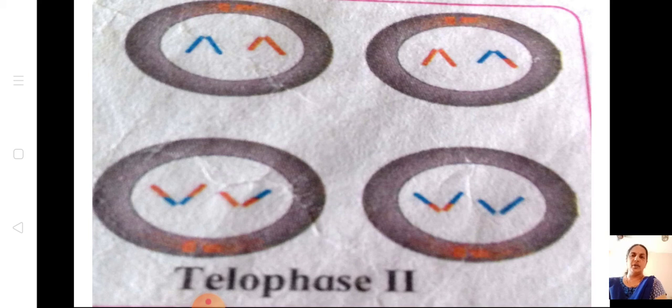But in meiosis 1, prophase 1 has 5 steps: leptotene, zygotene, Pachytene, Diplotene, and then diakinesis. 5 steps are there. You have to learn all those. Then you get metaphase 1, anaphase 1, telophase 1. In meiosis 2, there are 4 steps, which we saw: prophase 2, metaphase 2, anaphase 2, and telophase 2. This detail is not given in your textbook. So how much is there in your textbook, that much is enough.